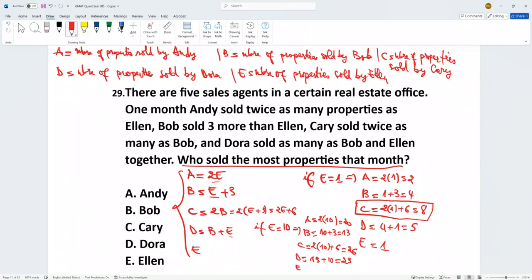And E will be equal to 10. So now you see that C will still have the highest number of properties. So definitely C is the answer. Answer C is the correct answer. All right? So that's how you go about solving this question.